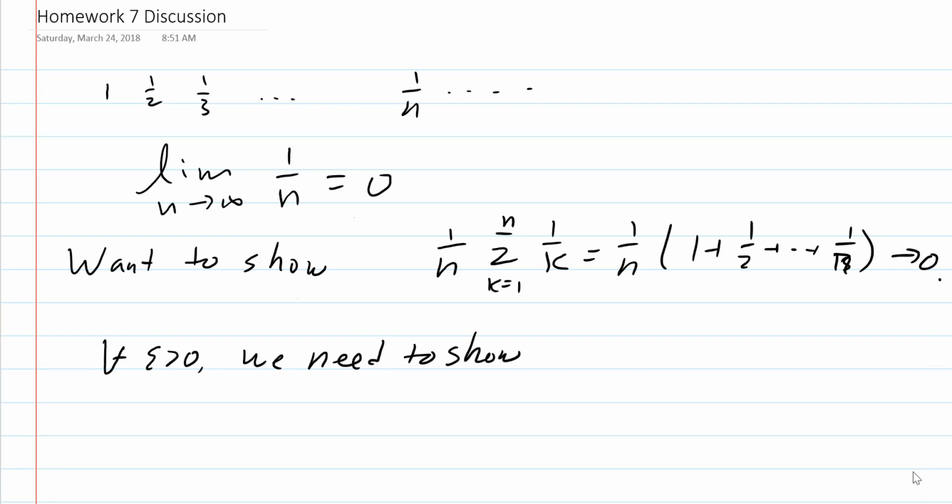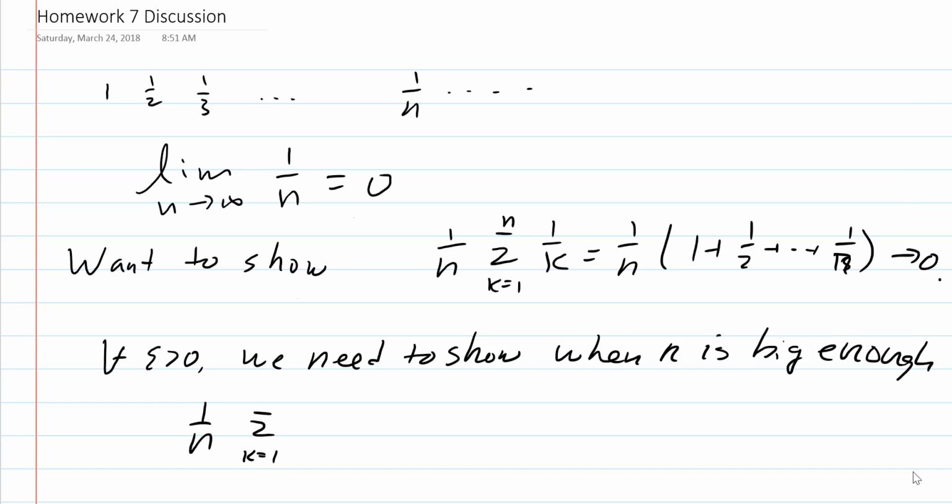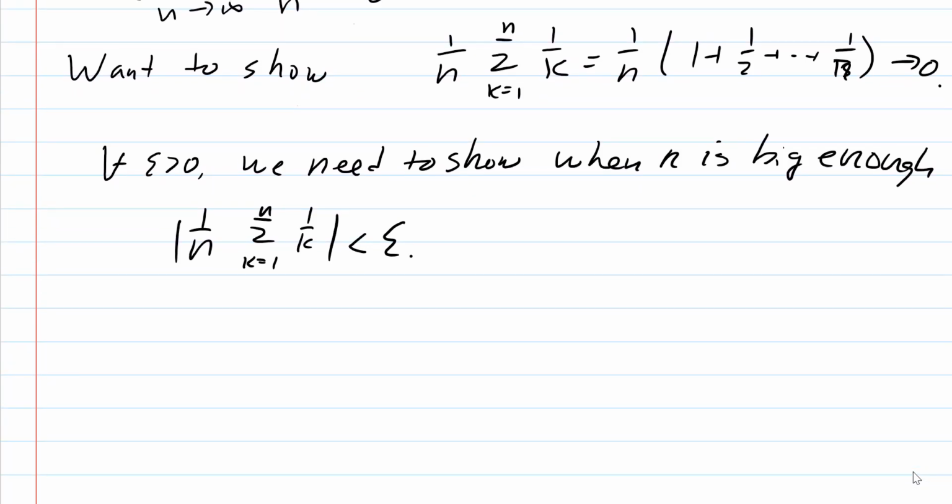We need to show, when n is big enough, 1 over n sigma k from 1 to n, 1 over k, this one over here is less than epsilon. And this is called the epsilon N language, right? So that's what we're going to do. So let me give you an example. This is just an example. In general, we need to use epsilon.